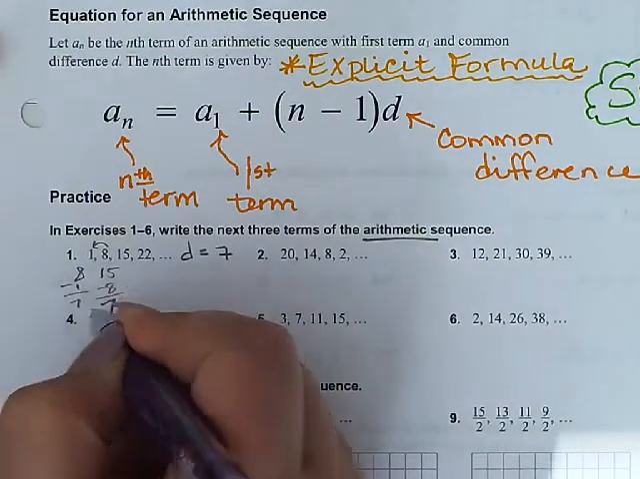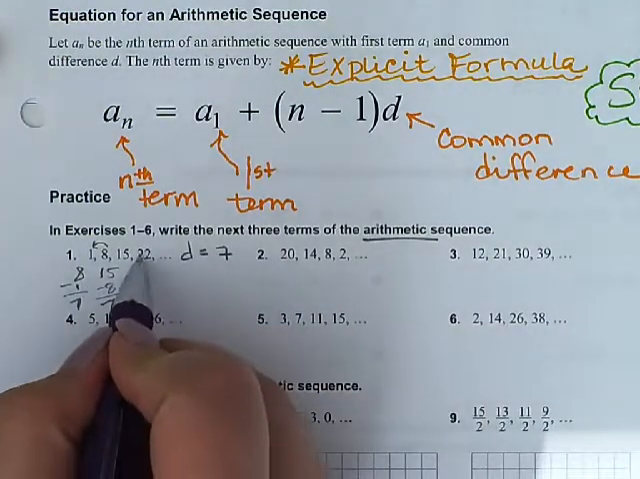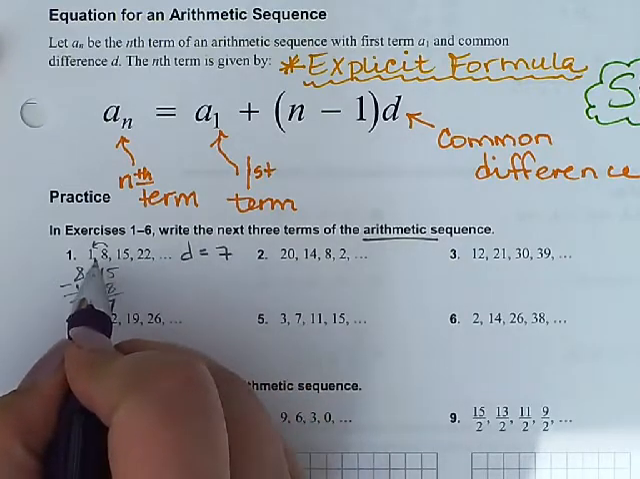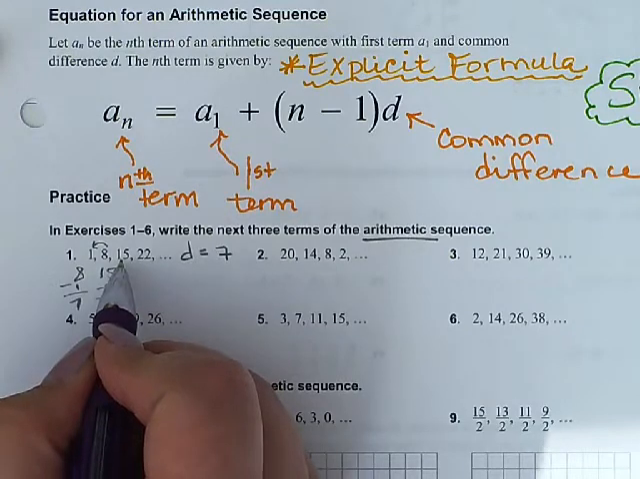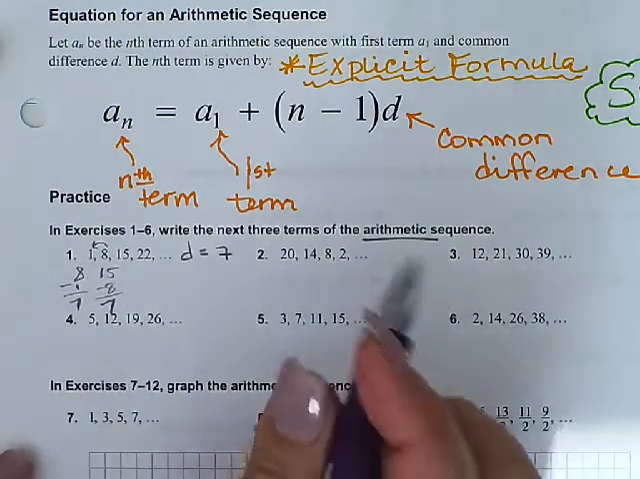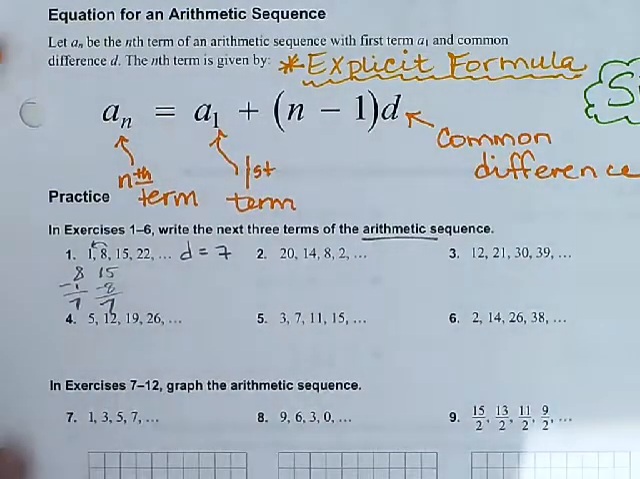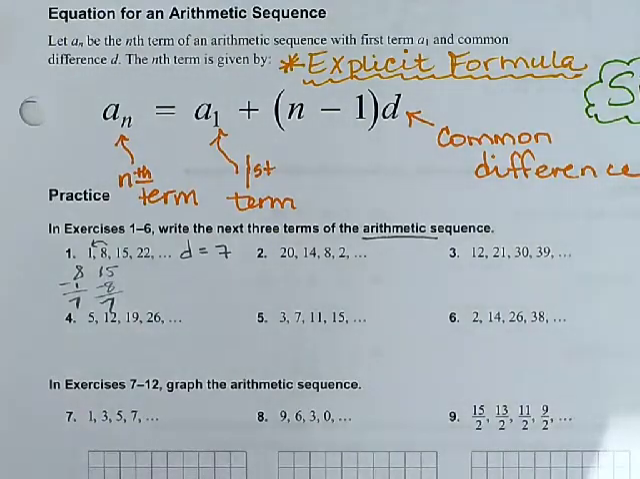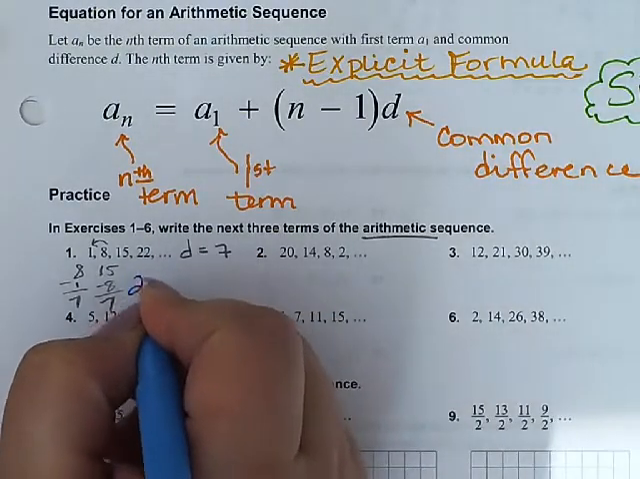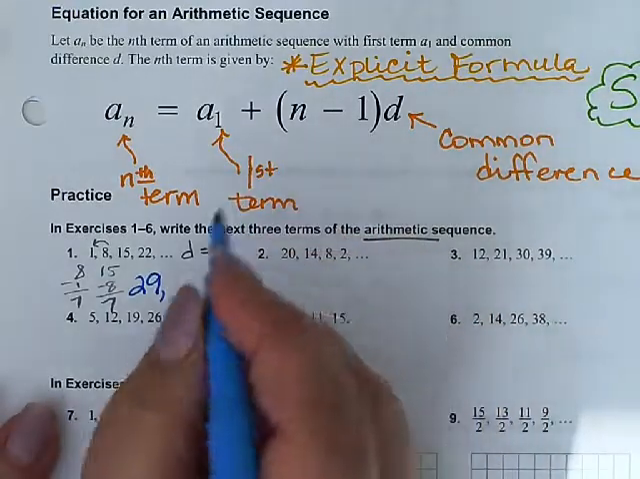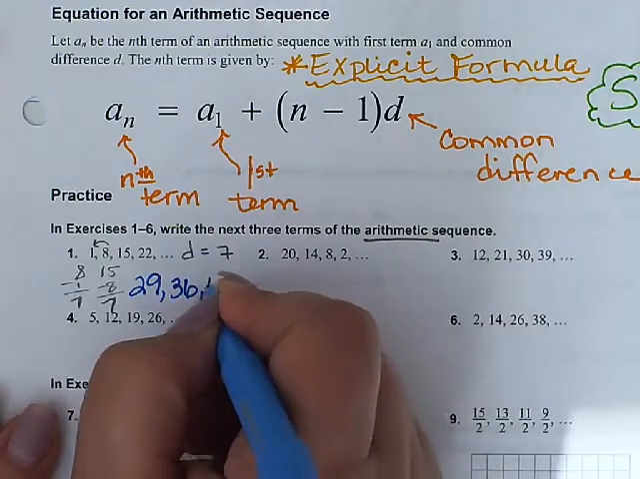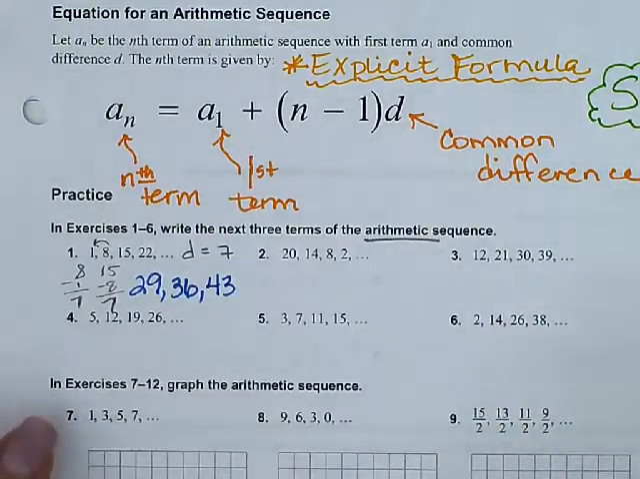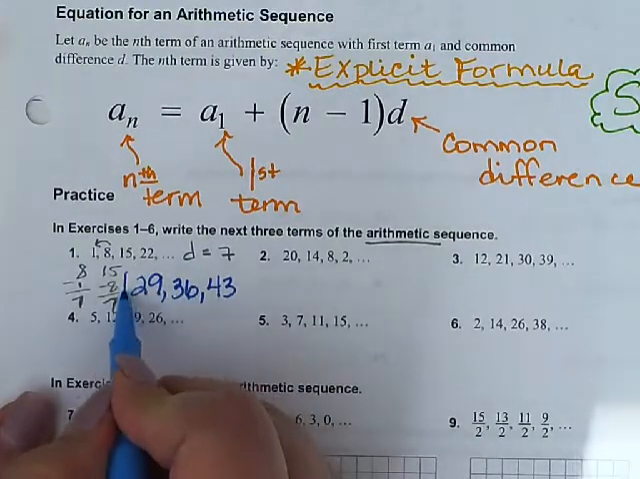And then once we know that, that lets us know, oh yeah, they're adding 7 every time. And you can test that. 1 plus 7 is 8. Yep. 8 plus 7 is 15. Absolutely. 15 plus 7 is 22. Looks good. And then we just continue the pattern to find the next three terms. So for this one, after 22, if I do 22 plus 7, I'll get 29. If I do 29 plus 7, I'll get 36. And if I get 36 plus 7, I'm going to end up with 43. Okay, so those would be the next three terms in the sequence for number 1.